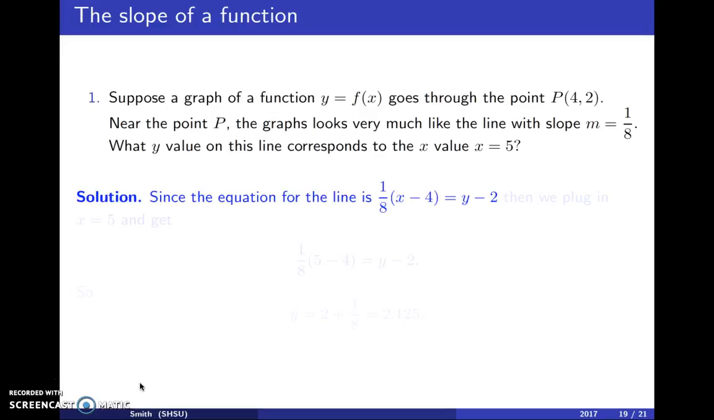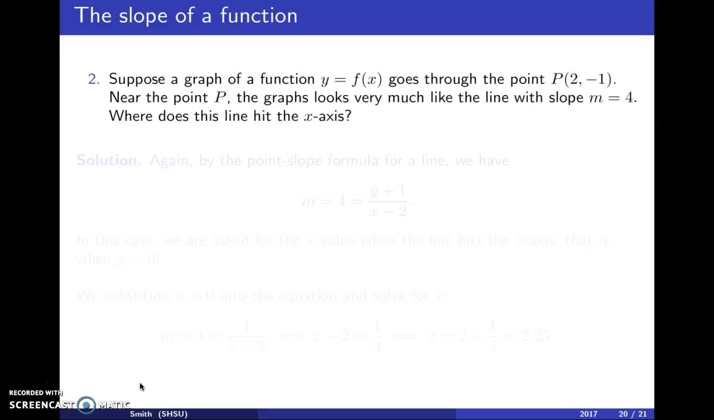The other question we had was, what's the y value of this line that corresponds to the x value, x equals 5? Well, a moment ago we found the equation for the line, and what we're really asking for is what is y when x is 5? So plug in. We get 1/8 times (x minus 4) equals y minus 2. Since x is 5, we get this. So y is 2 plus 1/8, or 2.125.